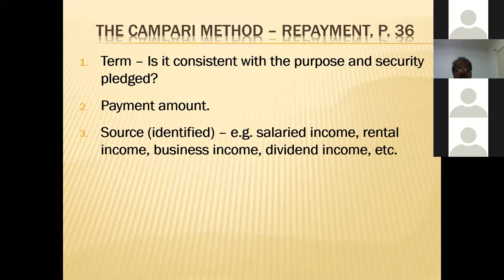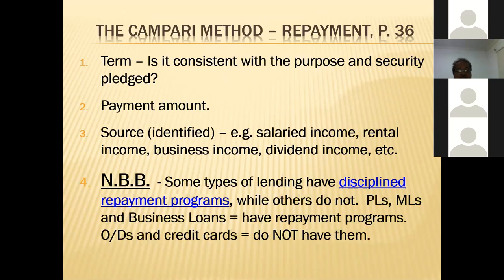3 is the source of repayment. You must identify the source of repayment. So it's not just good to have a payment amount or repayment amount. You must have a clearly identified source, whether it's salaried income, rental income, business income, dividend income, commission income, etc. And then fourthly, you see I have the NBB.